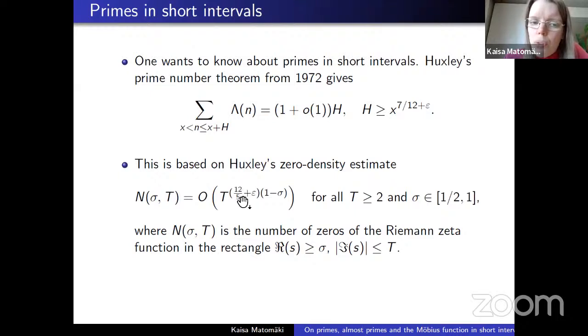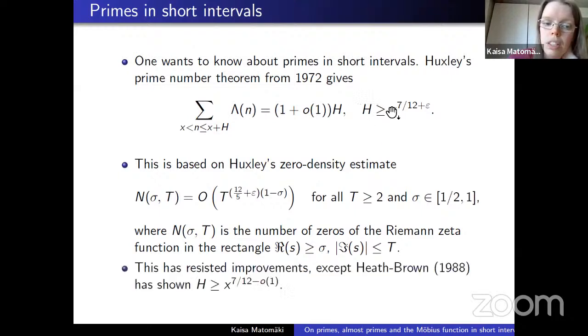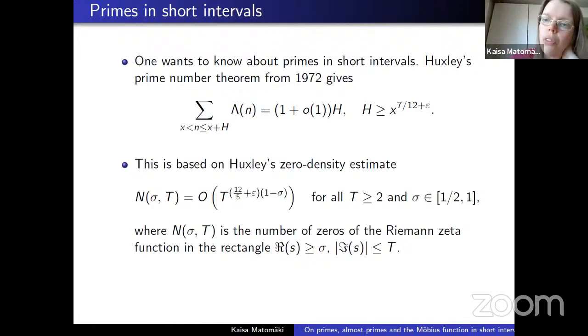And here the 12 over 5 is closely related to this 7 over 12. So what you do here is you take 1 minus 1 over this number, and then you get the exponent here. So 1 over this is 5 over 12, and 1 minus it is 7 over 12, and so on. So if there's any improvement on Huxley's zero density estimate, then you immediately get an improvement also on the primes in short intervals. And this again shows how the zeros of the Riemann zeta function are closely related to the primes.